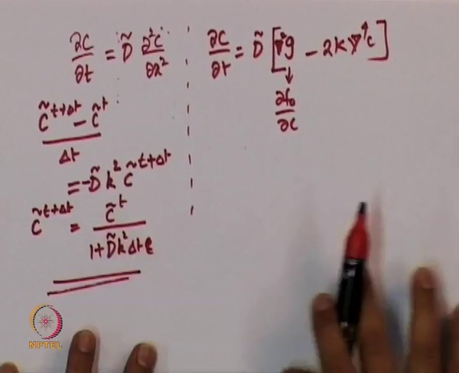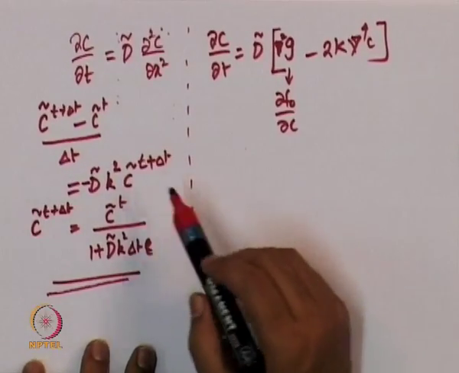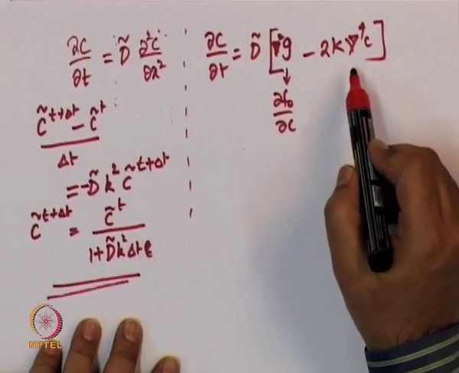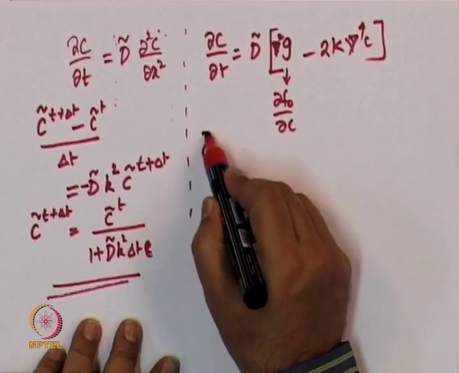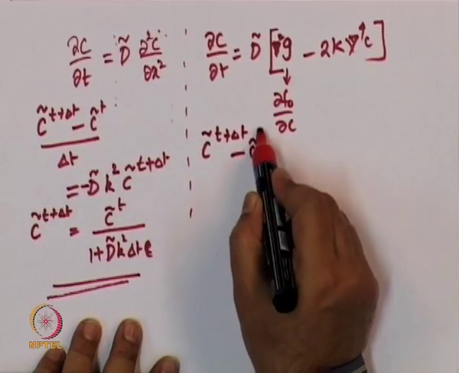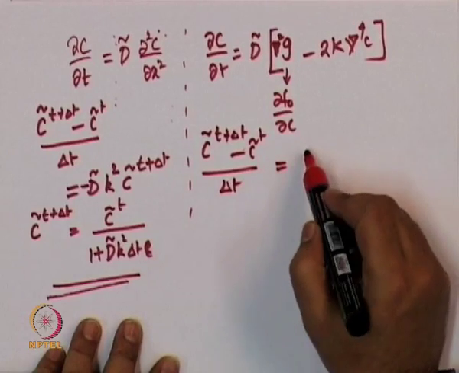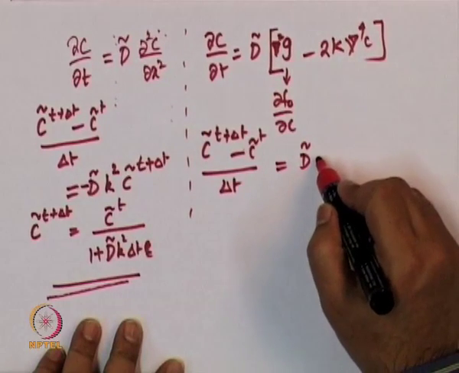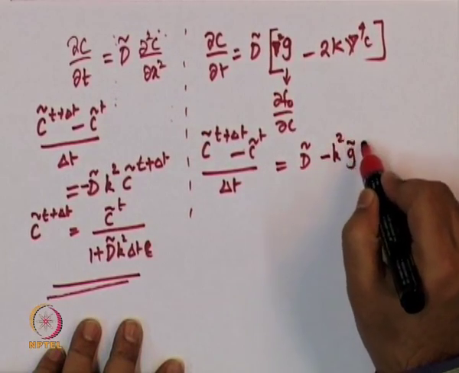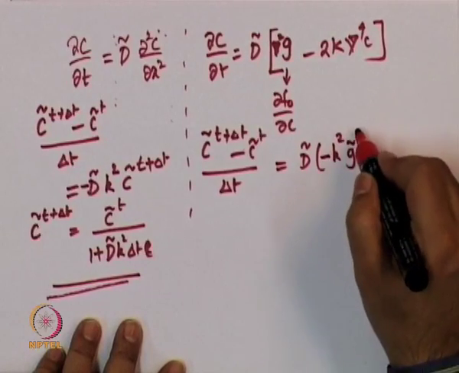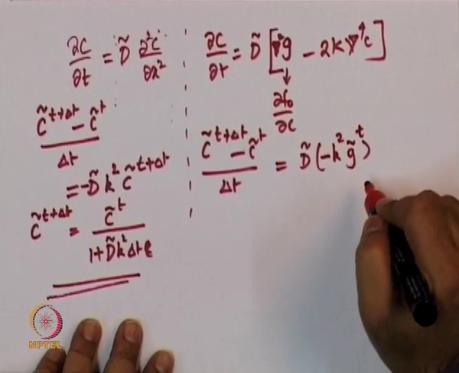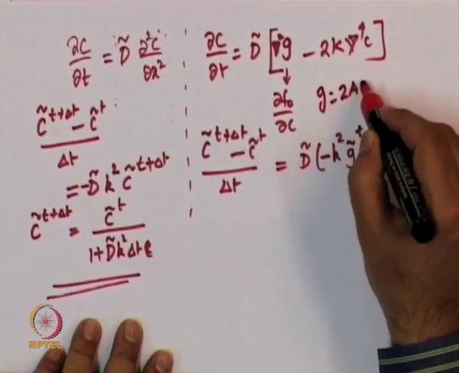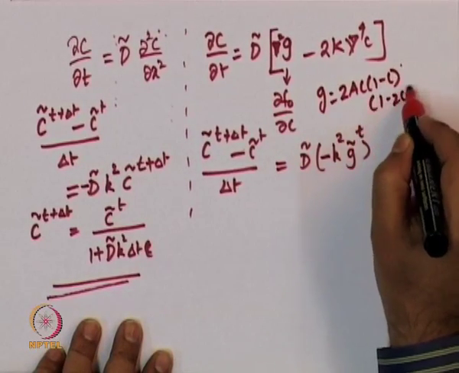So, this is implicit technique. Everything on the right hand side is at time t plus delta t. So, you can evolve very fast, but in this case such a trick does not work. That is because if you do the Fourier transform, c tilde t plus delta t minus c tilde t by delta t is equal to d tilde, now this del squared acting on g. So, I have to take minus k squared g tilde, but this can only be at time t. It cannot be at time t plus delta t, because at time t plus delta t I do not know c, and the g function is nothing but 2 a c into 1 minus c into 1 minus 2 c.